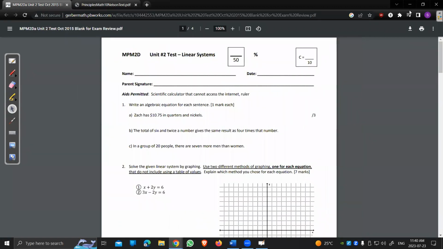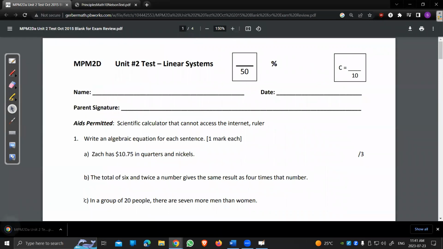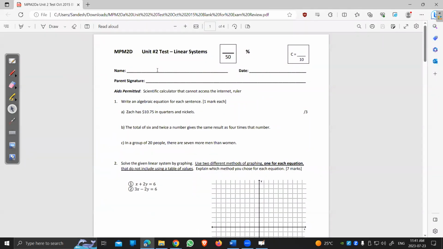Let's do something else for the last 20 minutes. Maybe I can just write it on the document itself. Chrome is not very good when it comes to this, I don't know why. But we can use Microsoft Edge to write on the document itself. Alrighty. Let's do this. So write an equation for each sentence.